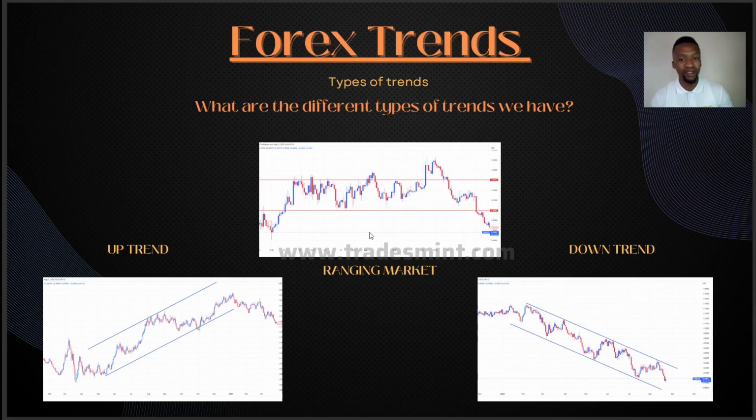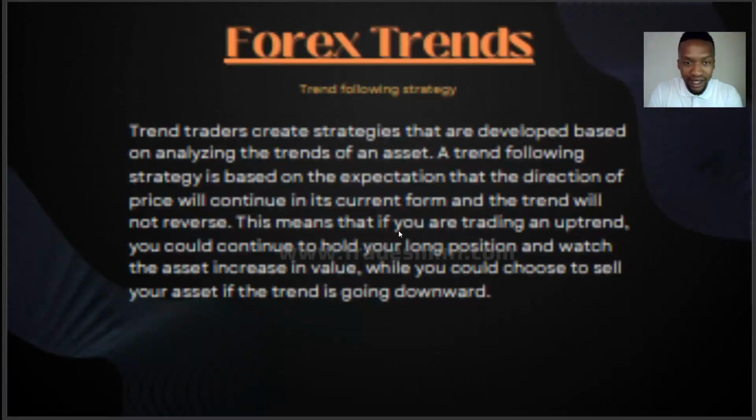But then a ranging market is a consolidation channel. Basically, the market is just ranging. It's moving up and down, up and down. There's no solid trend, so there's no uptrend or downtrend. The market is just consolidating. So let's continue with the slides, guys.